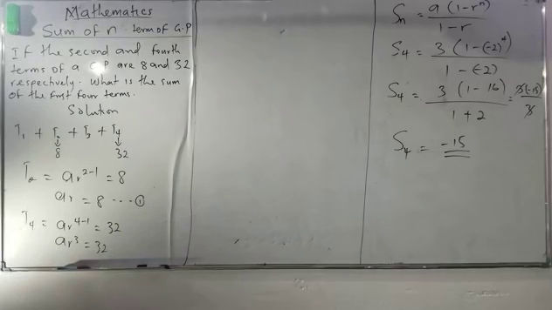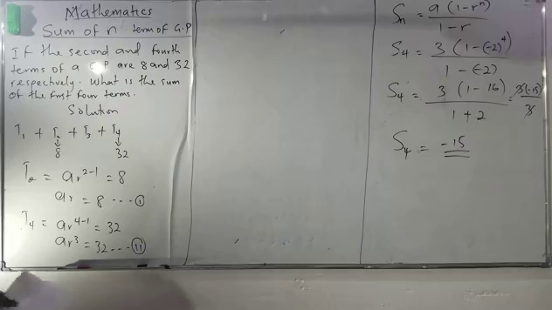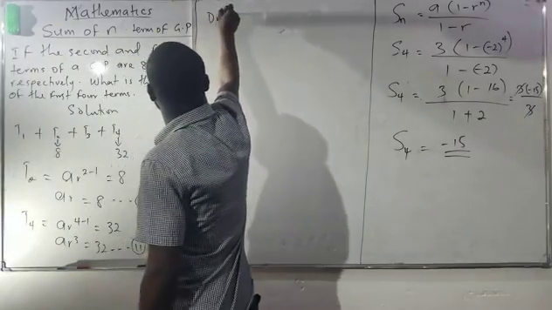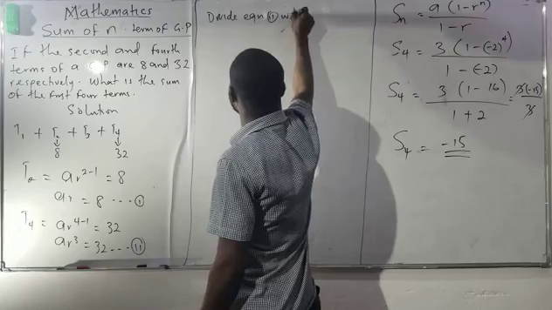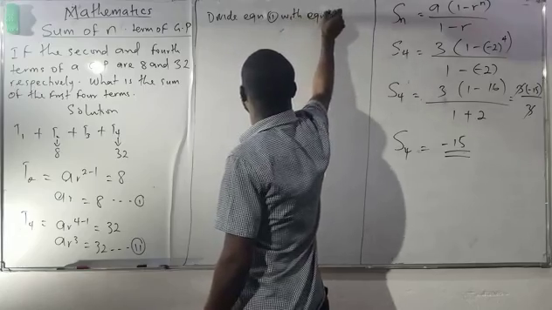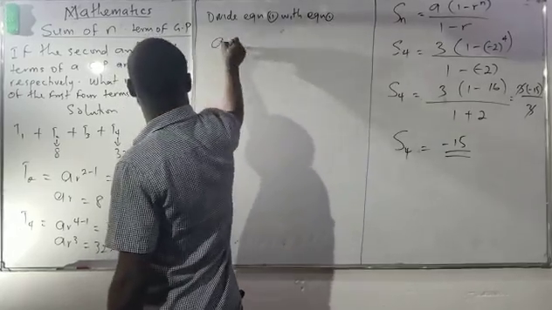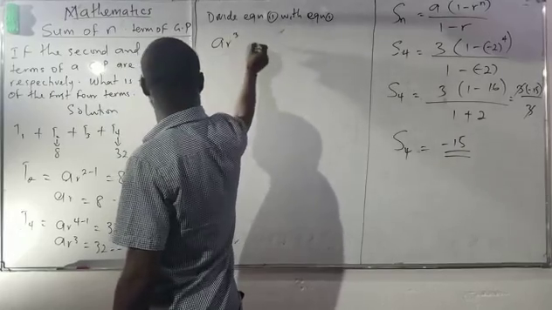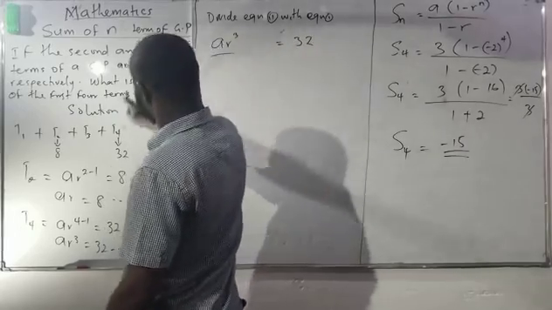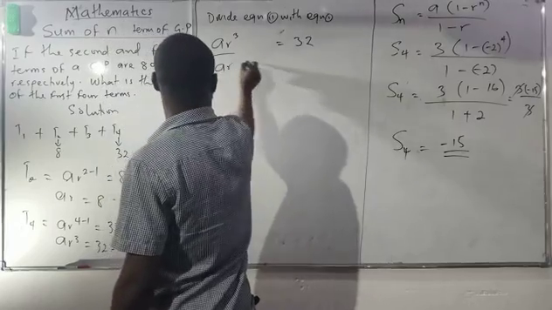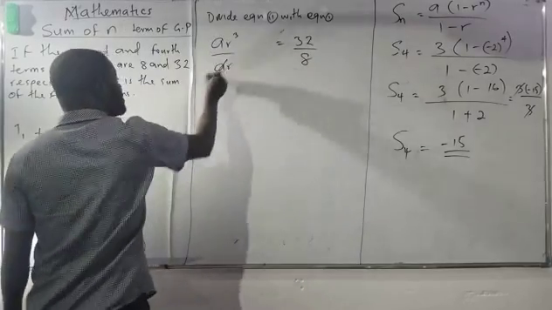I will call this equation 2. Now, for me to move on, I will now say that I divide equation 2 by equation 1. What is my equation 2? I have ar raised to 3 equals 32, and I divide by equation 1, which is ar equals 8. Now, for me to move on with this, I will cancel this.